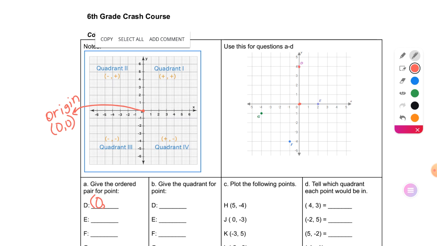What will that number be? Positive 4. So my ordered pair is just 0, 4.